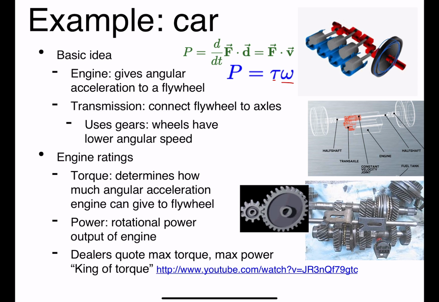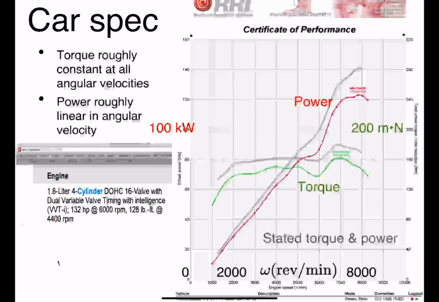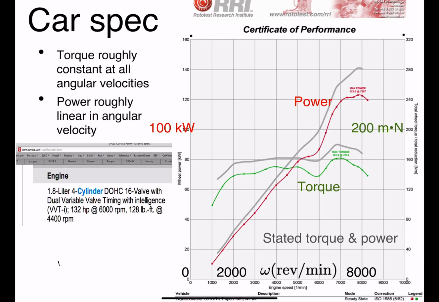So torque determines how much angular acceleration the engine can give to the flywheel. Whenever you go to a car dealer, they always brag about torque and power, right? So let's see a video that shows one of the advertisements where they talk about torque and power. If you do the comparison, here's a chart.